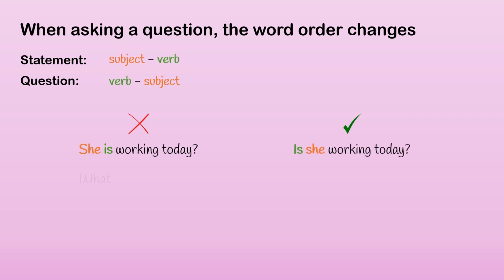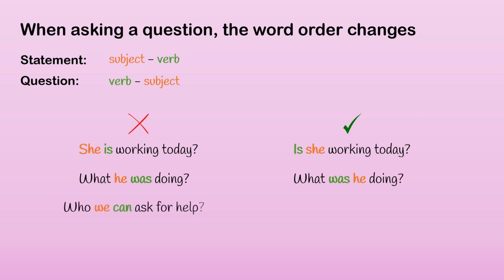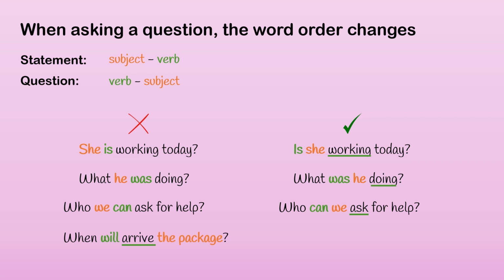We don't say, what he was doing. We say, what was he doing? We don't say, who we can ask for help. We say, who can we ask for help? And notice that the main verb stays after the subject. For example, we don't say, when will arrive the package? We say, when will the package arrive?